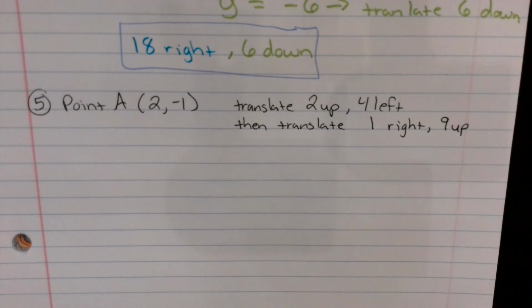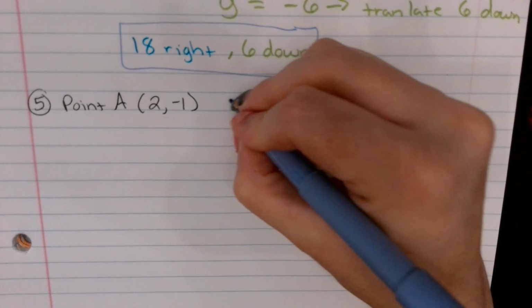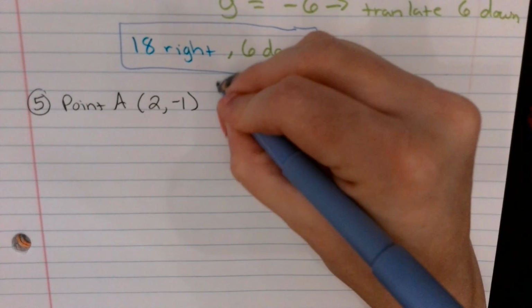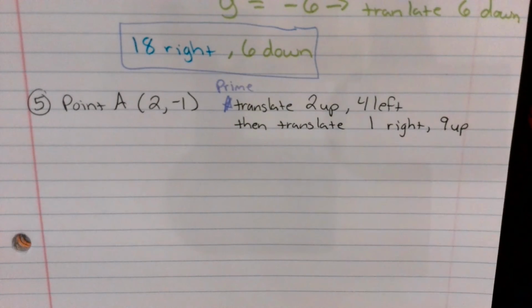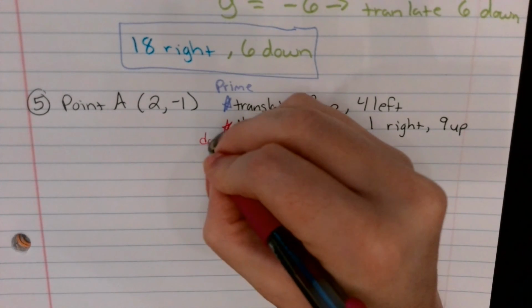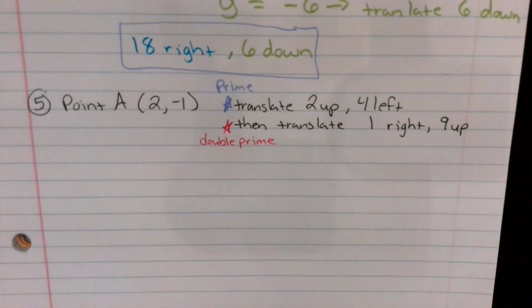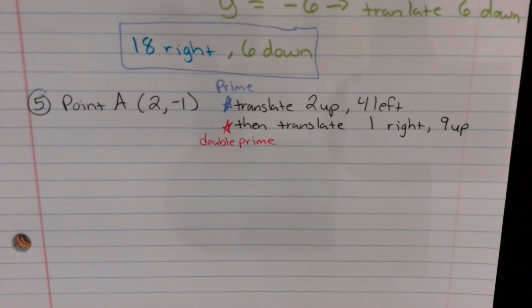Okay, so the important thing to keep in mind here is that this first part right here is going to be your prime. This second part is going to be your double prime. Because you're having 2 different transformations occurring, that means that you've got a double prime that happens.